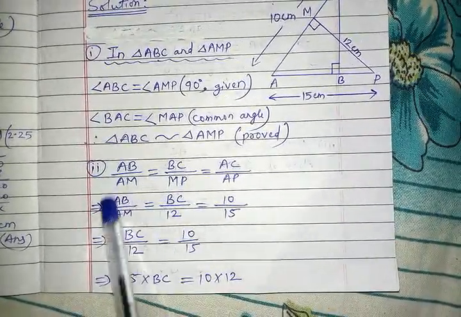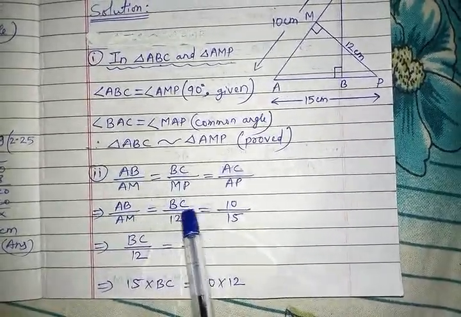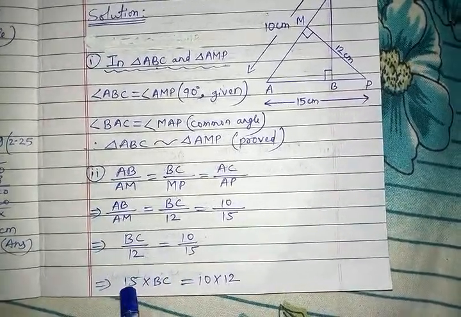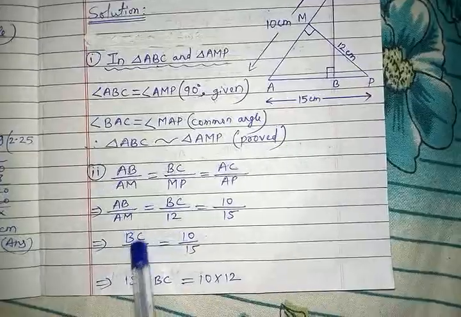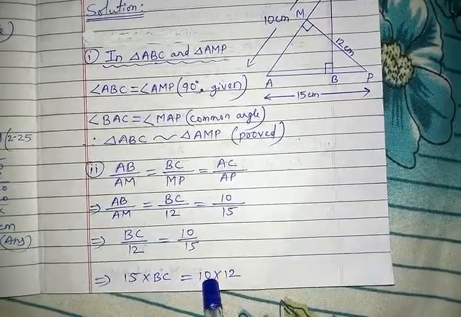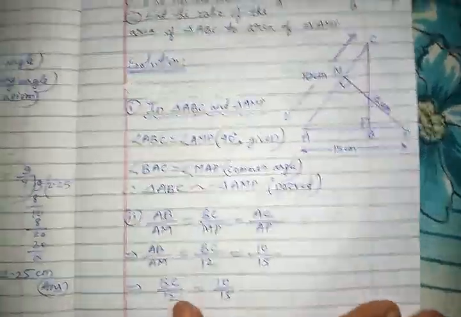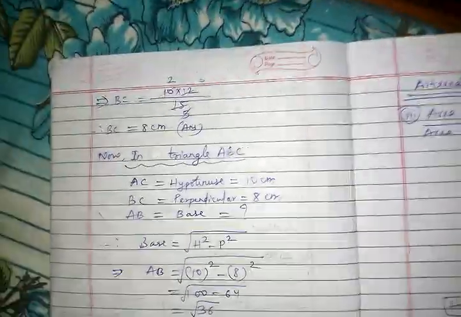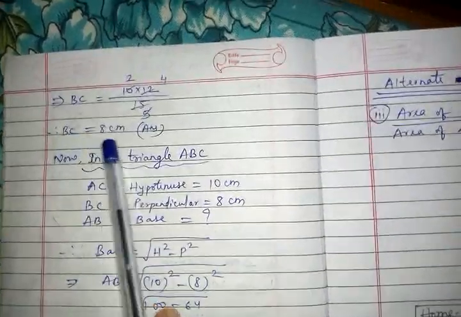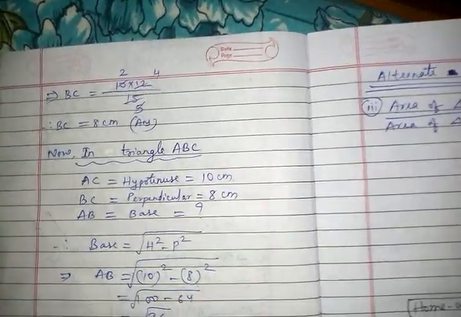Now you can see nothing given means we will not take this part. Now we will take both the parts. So we took both the parts, and now from here I am going to get the value of BC. 15 into BC equal to 10 into 12. Now BC equal to 10 into 12 by 15. So in the next page you will find that. So you can see that BC is same. Now after cancellation BC is 8. So one answer has come.